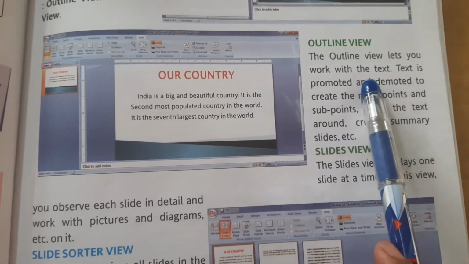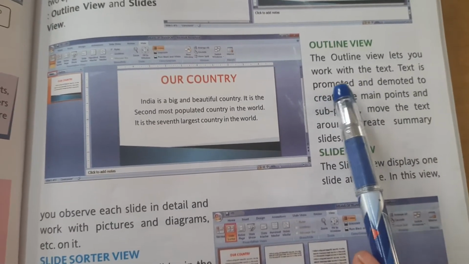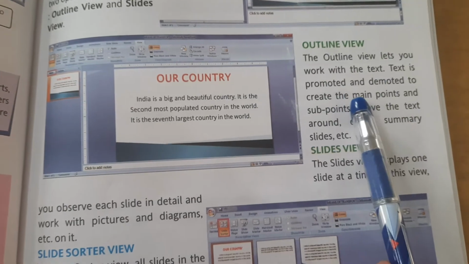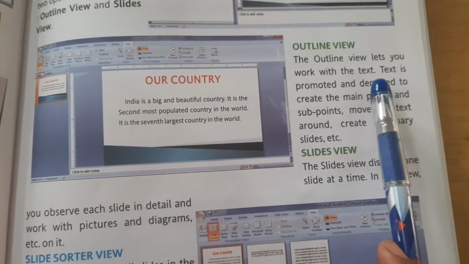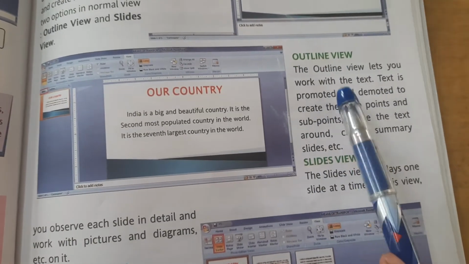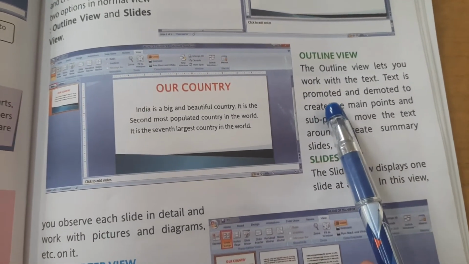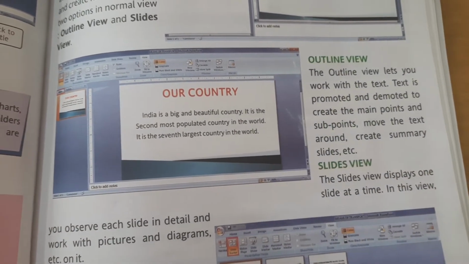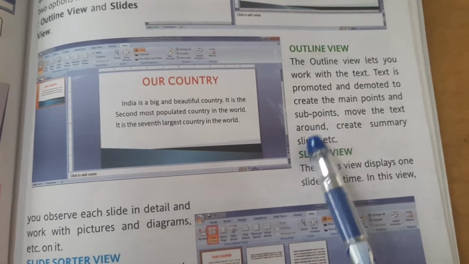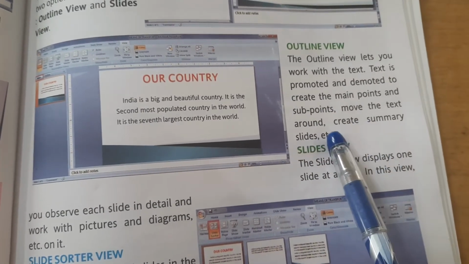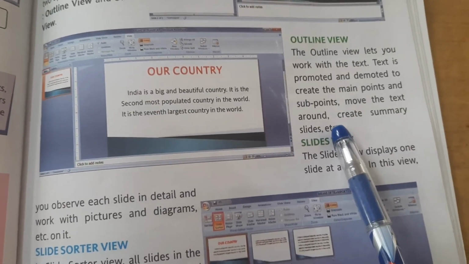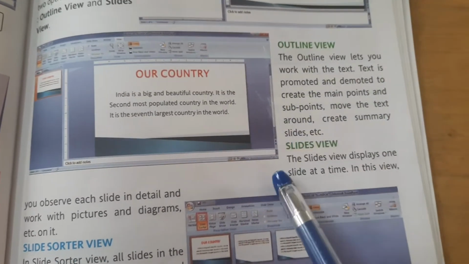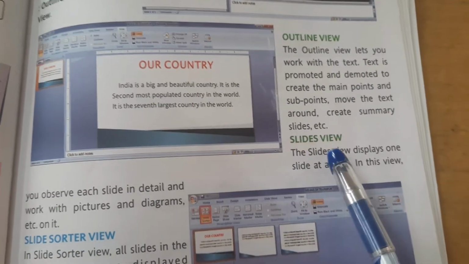Outline view. The outline view lets you work with the text. Text is promoted and demoted to create the main points and sub points. So here we can see the outline of the text. Okay, it can be promoted or demoted to create the main points and sub points from that. We can move the text around, we can cut and copy it around, we can create summary slides also. So basically it helps us in working with the text.